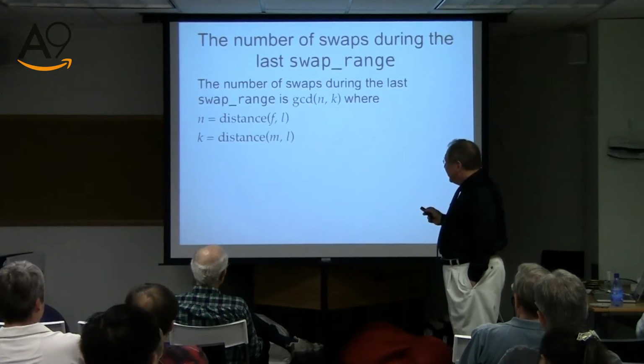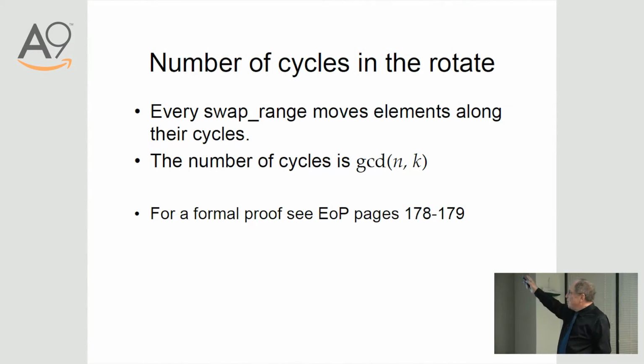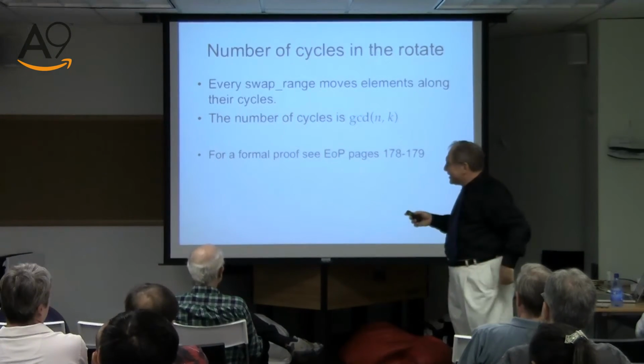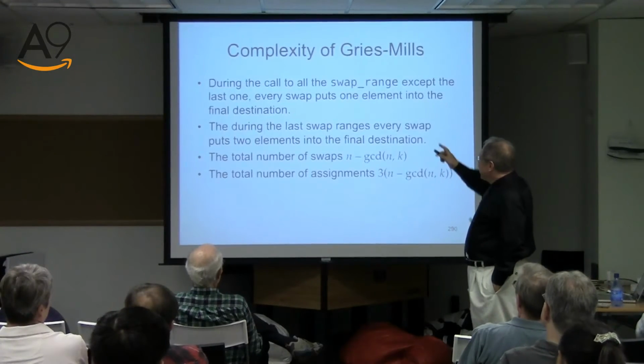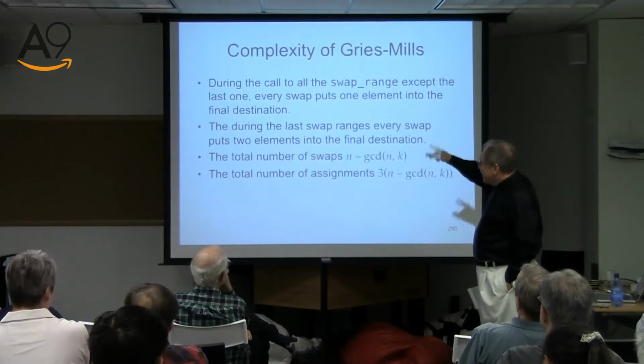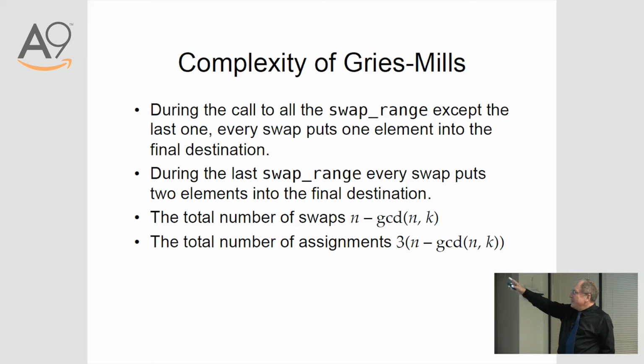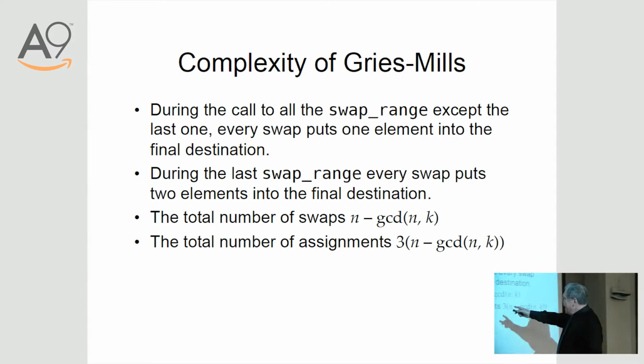And every swap range moves elements along their cycles. Well, I forgot, guys. I apologize. I'm just compressing the slides. So this is the one I'm doing. So let me finish talking about that, then go back. So during the called swap ranges, every swap puts one element into the final destination. Then during the last swap ranges, every swap puts 2 elements into the final destination. Right? Therefore, the total number of swaps is n minus GCD(n, k).